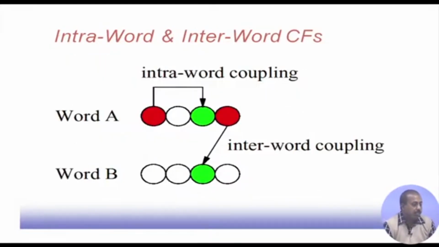We can have intra-word and inter-word coupling faults. The intra-word coupling fault means that within a particular row we have coupling: this cell and this cell are coupled, so if this cell's content changes, the other cell is also modified. And we have inter-word coupling: maybe we have two successive words, and when this particular bit changes, it affects this cell of the next word. So, we have intra-word coupling as well as inter-word coupling.